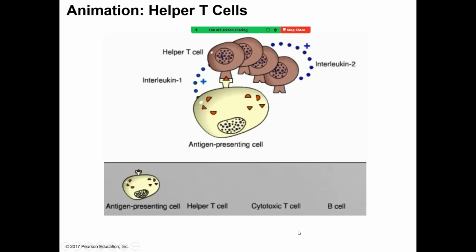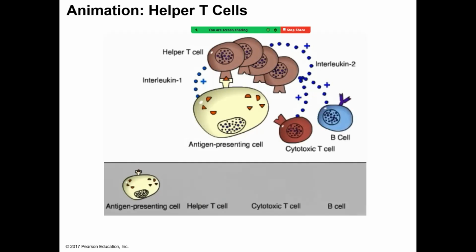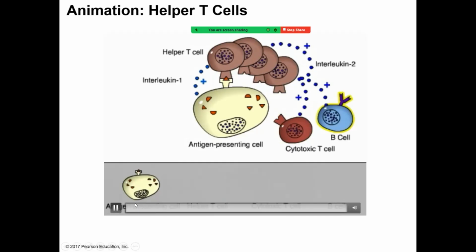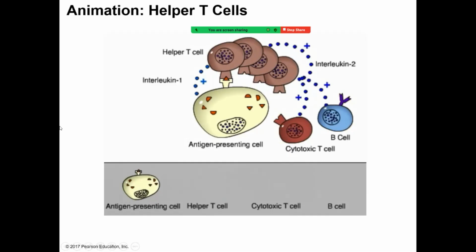Correct. Interleukin-2 stimulates helper T cells, cytotoxic T cells, and B cells. The helper T cells divide more rapidly and increase their stimulation of other cells. Cytotoxic T cells are stimulated to become active killer cells. B cells are stimulated to develop into plasma cells that secrete antibodies against the specific antigen. So the interleukin molecules they're talking about are actually specific examples of cytokines. Those are chemicals that will help the activation process.